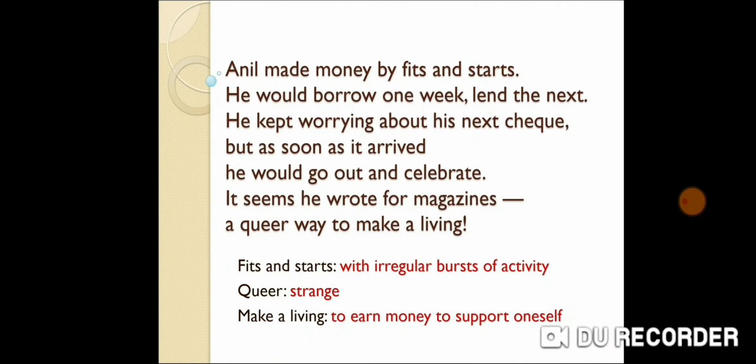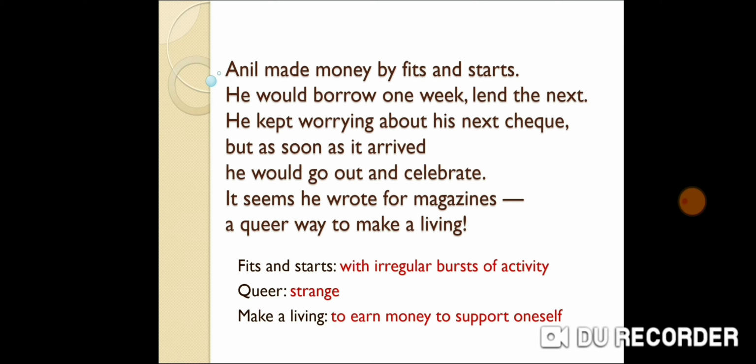Anil made money by fits and starts. He would borrow one week and the next he kept worrying about his next check. But as soon as it arrived, he would go out and celebrate. It seems he wrote for magazines, a queer way to make a living. So Anil doesn't have any particular continuous source of income, we can say, because he was writing.